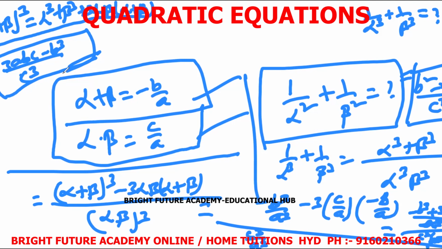What I'm suggesting here is, if they give it in terms of cube, just remember this result: 3abc minus b cube by c cube. If they give it in terms of square, b square minus 2ac by c square. You have to remember these results. You should consider them a shortcut. Okay, ma? Okay, sir.